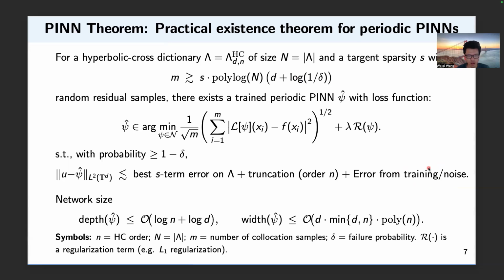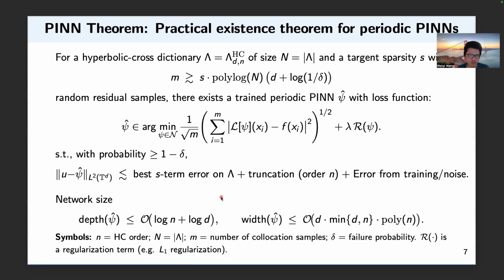And we also get the explicit neural network size. The depth of the neural network is like log of the dictionary order n here, I mean the dictionary order of the hyperbolic cross set, and the width grows mildly with the dimension and the order n shown here. So we have a practical recipe for how many samples we need and how big the network needs to be.